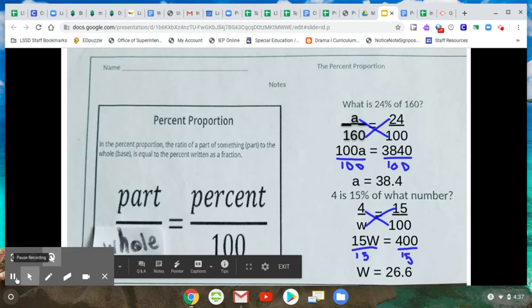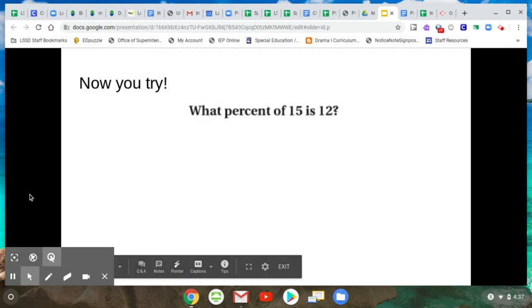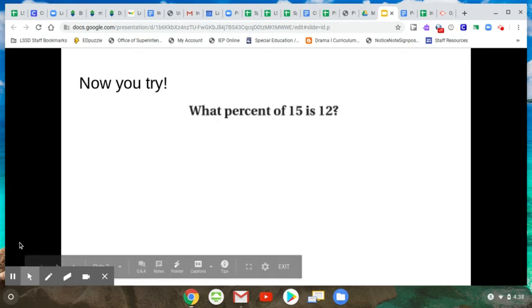All right, now you're going to go ahead and try one on your own. I would like you to try: what percent of 15 is 12? Notice that this time I am looking for the percent, so I do not know that yet. So go ahead and pause this video, try it on your own, and when you have finished, start the video back up and see how you did.